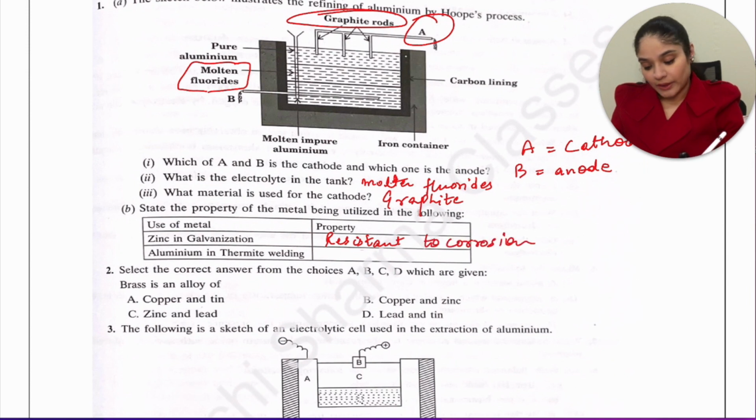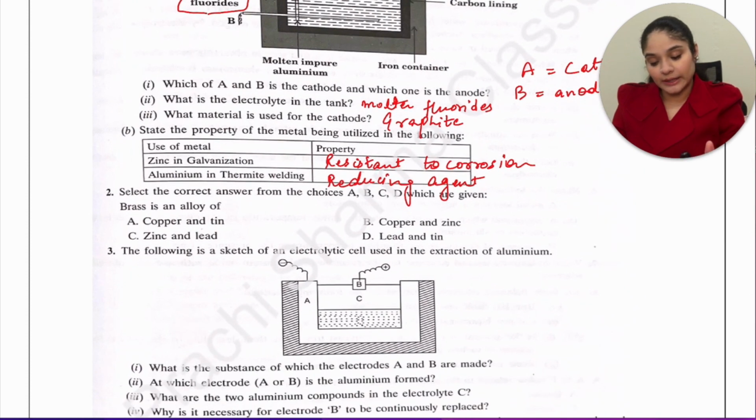Then aluminium in thermite welding. So we use aluminium because of its reducing nature. Okay. So it's a reducing agent. Then moving on, select the correct answer from the choices A, B, C, D which are given. Brass is an alloy of what? Now this is also from the last page of the book, the same chart that I just mentioned. So brass is made up of copper and zinc.